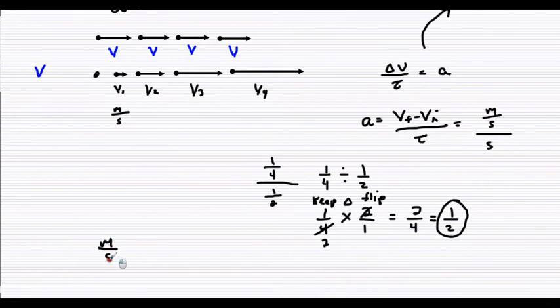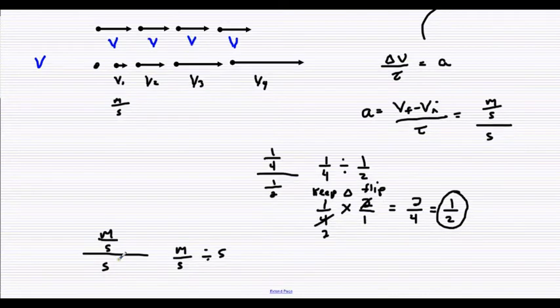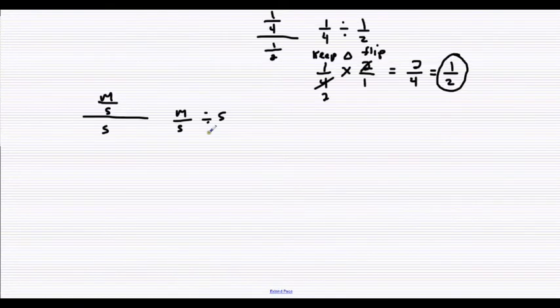Meters per second divided by seconds. Okay, keep the first one. Change the sign and flip the second. And multiply it out. Meters per second squared. Hey, wait a minute. We've seen this before.